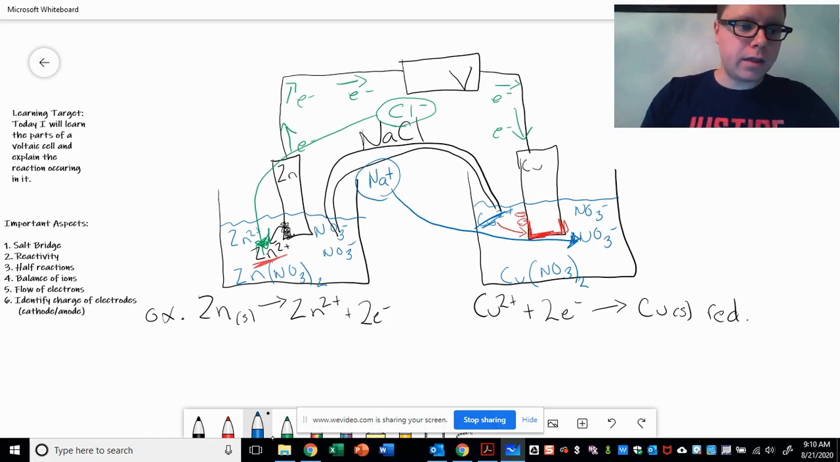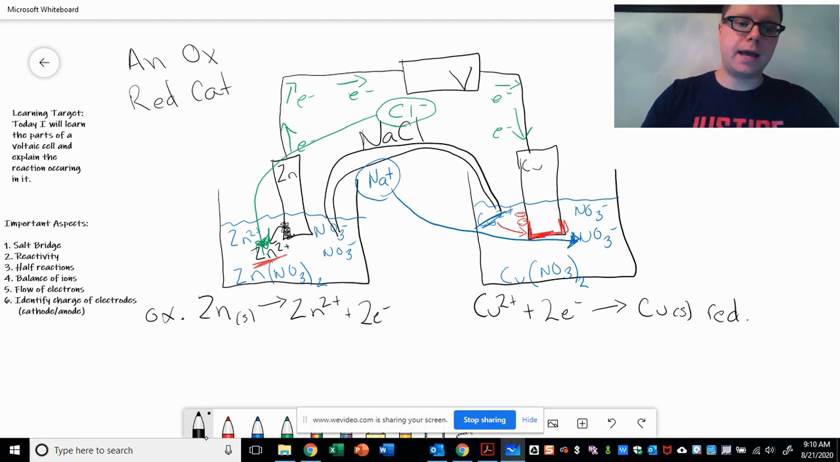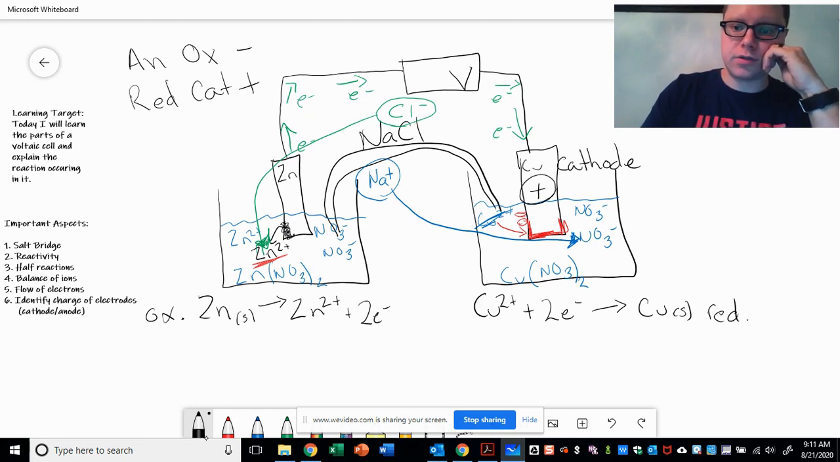Now that we've talked about pretty much all these parts, I want to go to number 6. We're going to identify the electrodes. So in a voltaic cell, you need to know what the cathode is and what the anode is. A nice way to remember that is an ox and red cat. We have reduction over here. So this electrode is going to be labeled as our cathode. Our cathode has a positive charge. So this electrode right here is going to be positive.